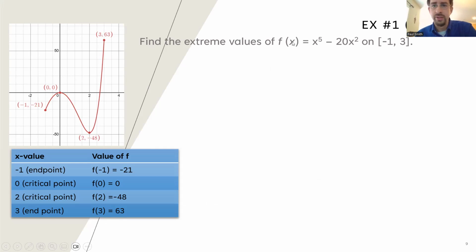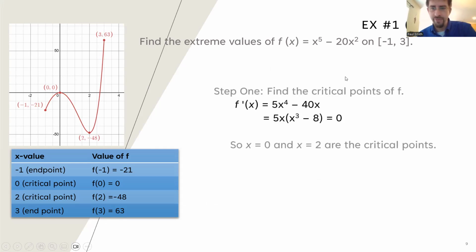All right, so in this case, we need to, again, find our critical points. We take a derivative. We get 5x to the fourth minus 40x. Factor, set equal to 0. When we do that, we get x equals 0 and x equals 2 as our critical points. So I get 0 and 2 as our critical points, endpoints -1 and 3. Just as before, we do our candidates test.